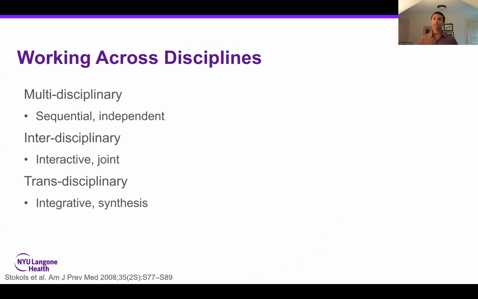If you recall, I had described previously different ways to think about working across disciplines, a multidisciplinary approach in which the contributions of each discipline are thought of as being sequential and independent. Interdisciplinary, where there's a little bit more interactive approach and contribution in a joint fashion. But really, the goal for implementation research is ideally to try and achieve a transdisciplinary approach, where it's really an integrative, synthetic, common language that is now formed across all these different disciplines in a common endeavor.